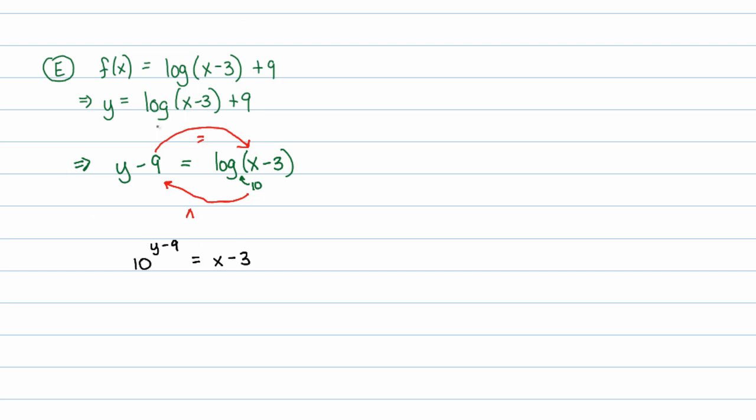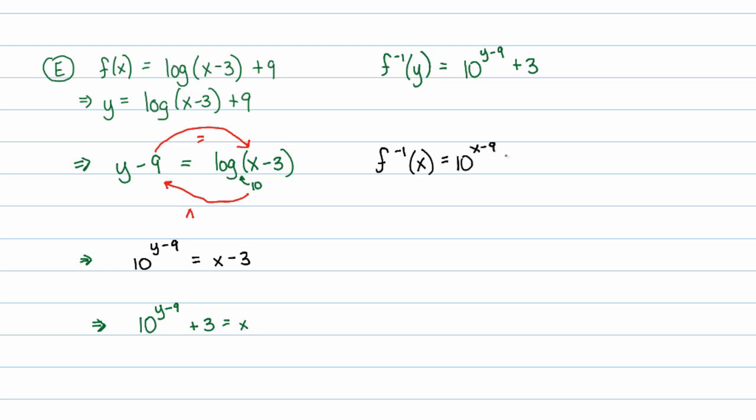Now remember, this entire time you're trying to solve for x, and now all I have to do is add 3 to both sides, and that implies that 10 to the y minus 9, plus 3, is equal to x. Therefore, f inverse of y is equal to 10 to the y minus 9, plus 3. And again, if you have a traditional textbook, teacher, or online homework, it would be f inverse of x is equal to 10 to the x minus 9, plus 3.